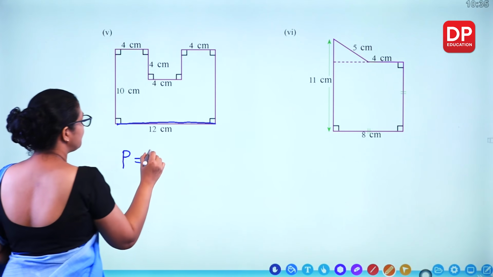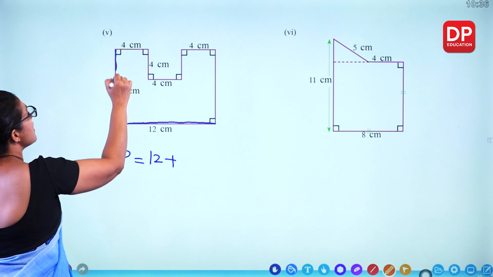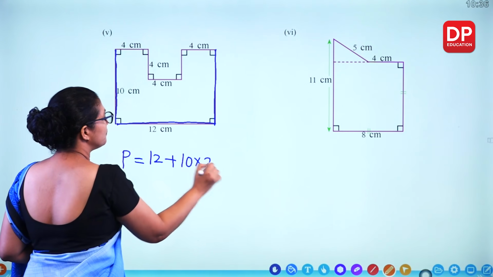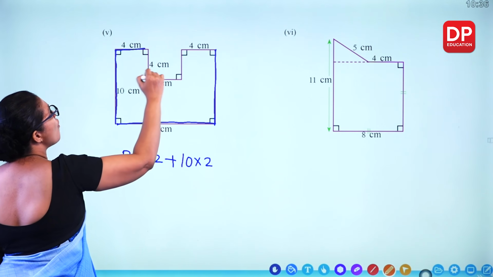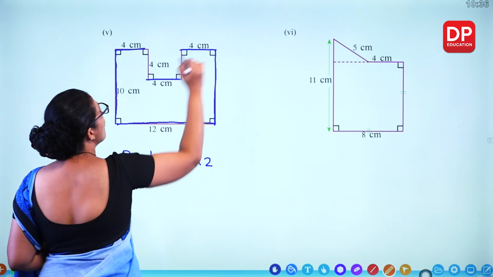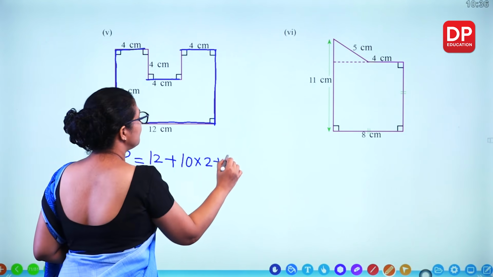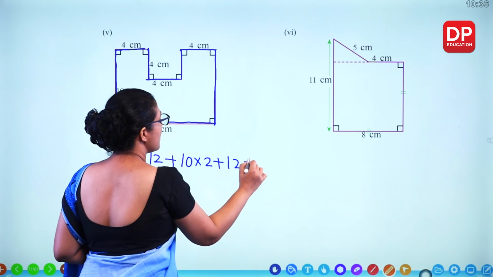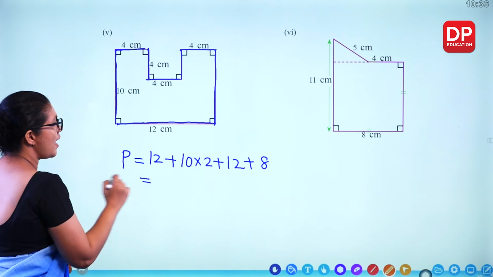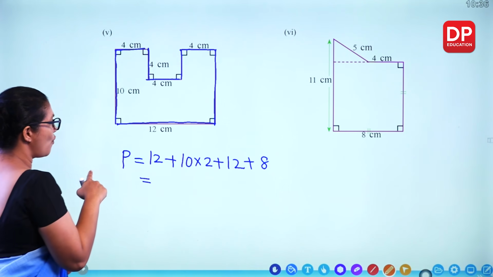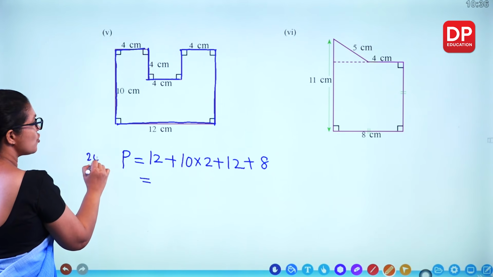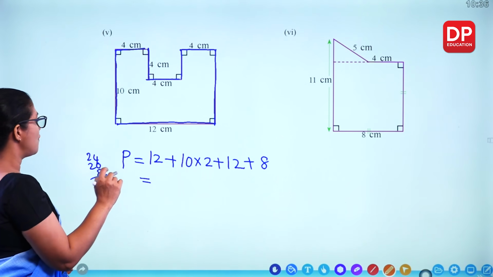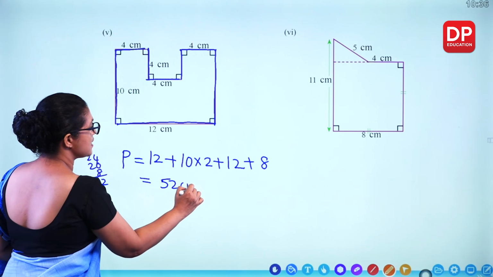This is 12. This is 10 and this is 10. 10 times 2. 4, 4, 4. That's 12. And this 4 and this 4, you get another 8. When you add it, 12, 12, 24. 24, 20 and 8. So you get 52 centimeters.